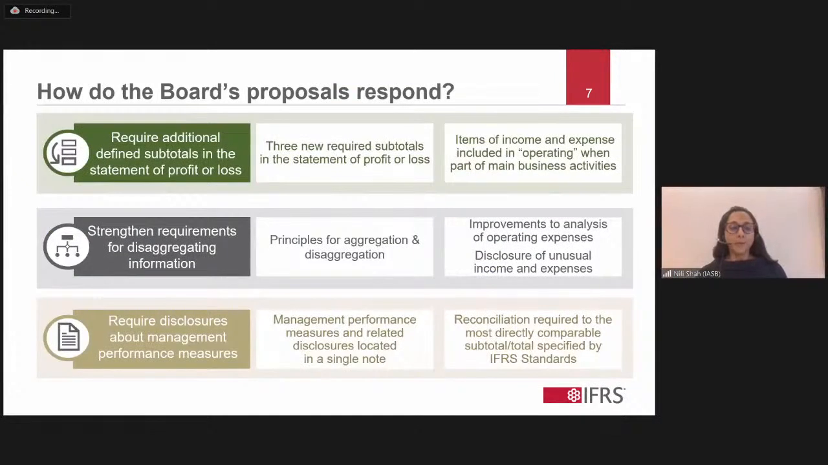So there are three main proposals in the board's exposure draft. As you can see with the first row of the slide, the concern about lack of comparability applies to subtotals. The problem that we see today is that different companies use different subtotals, or you might see some companies use the same name, use the same subtotal, but they might mean different things with those subtotals.